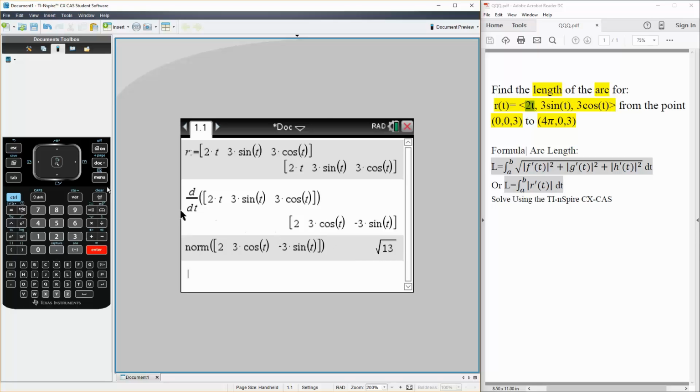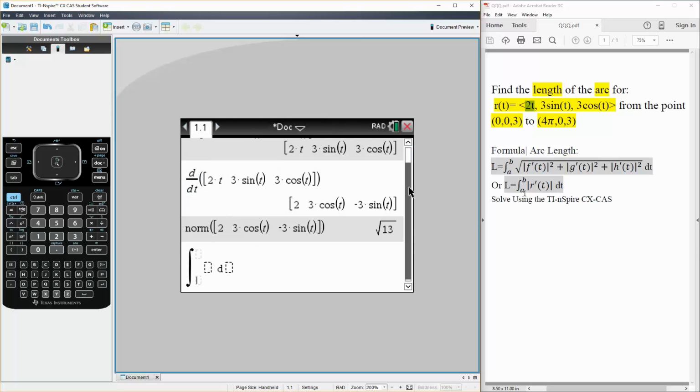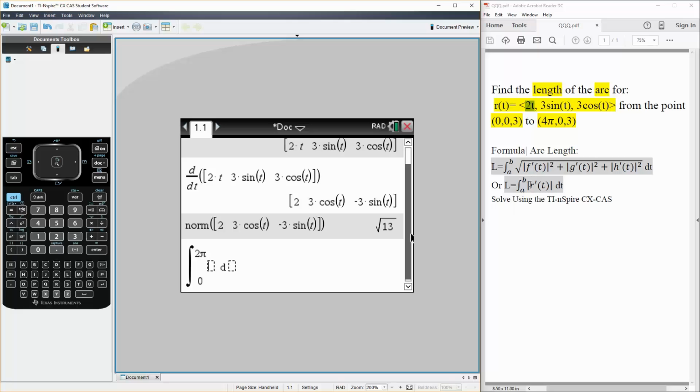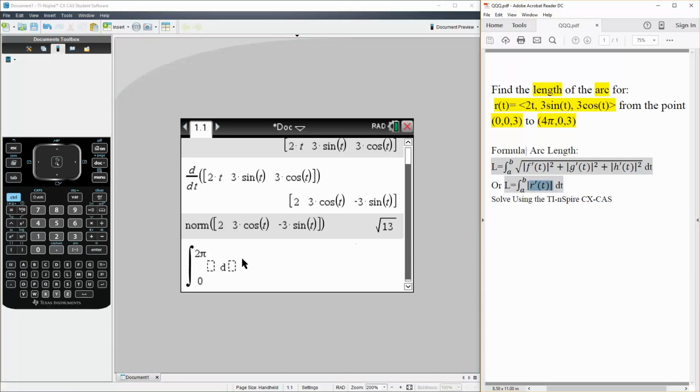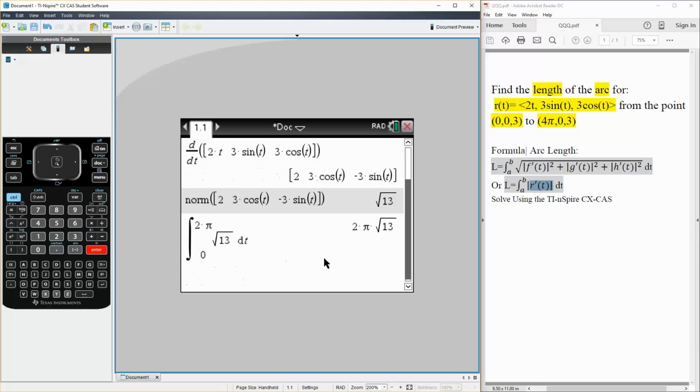So now we're almost there. So we say menu, calculus, integral. We said a was 0, and we said b was 2π. And now we said that this right here is square root of 13. So we type in square root of 13 dt, and then hit enter. And that's our answer. That is the length of the arc for our given problem. And that's it.